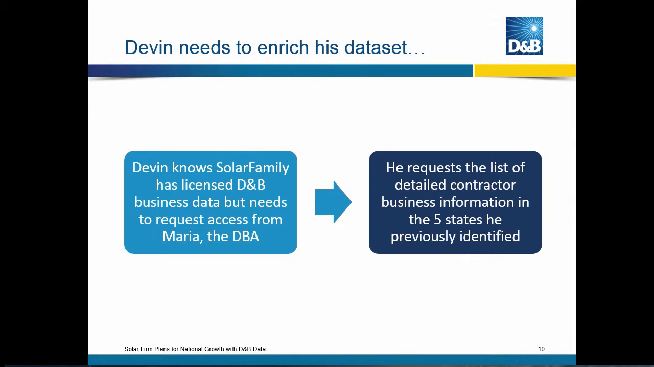So now Devin needs to turn this information that he got from the census into some actionable data. And to do that, he needs to work with the DNB data that the company has purchased. So he goes to Maria, the DBA, and he requests a list of the detailed contractor business information from the previous 5 states that he identified. Now this is licensed data, so Maria needs to set up a view that he can then work with and filter and shape so that it can be even more usable for sales and marketing.